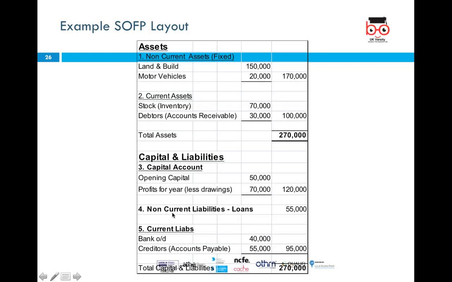And non-current liabilities are due for repayment for more than 1 year after the balance sheet date, and current liabilities fall due for payment within 1 year. So here the statement of financial position lays out that total assets should be equal to total liabilities. And from this financial position, we can identify the non-current assets and current assets, non-current liabilities and current liabilities, and capital account.